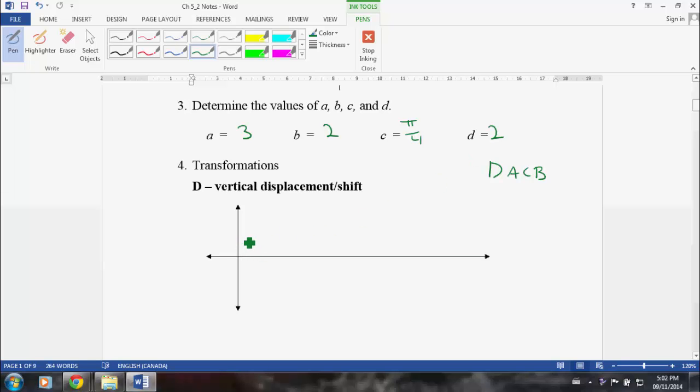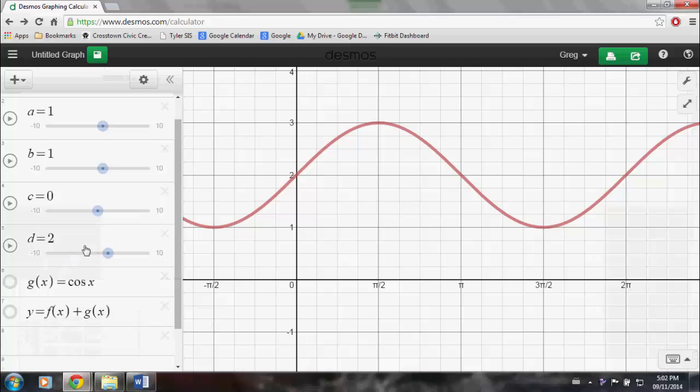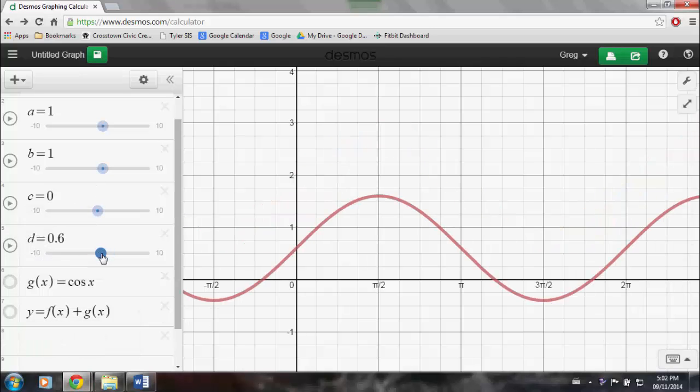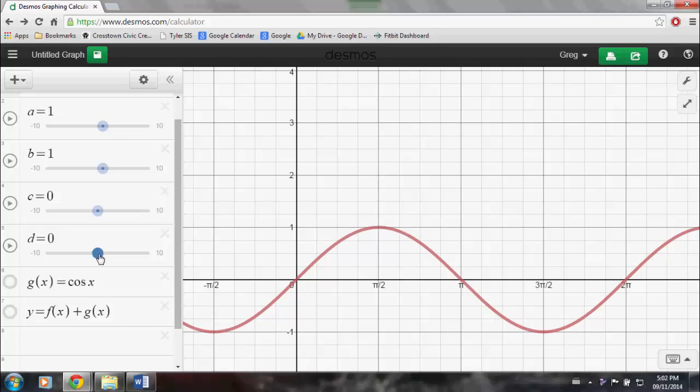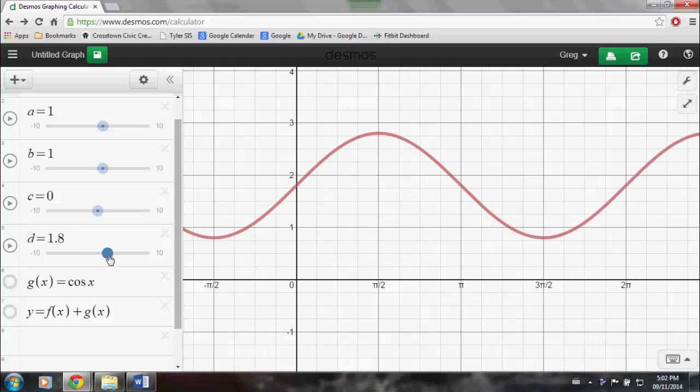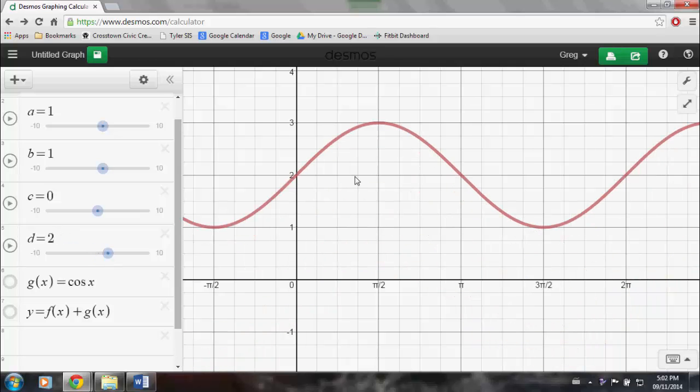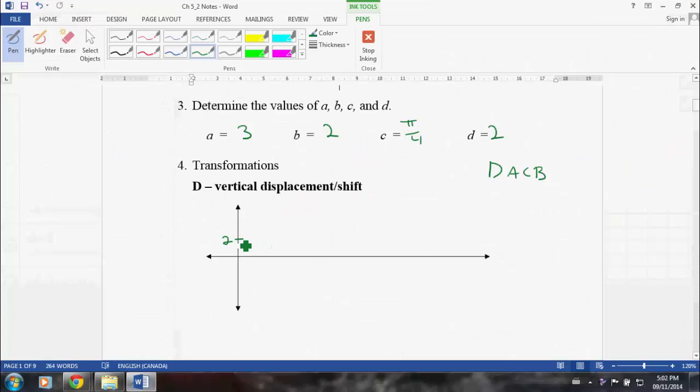So I'm going to put a 2 here, and my normal sine starts at, if I just go back over here, my normal sine, the D value is 0. And I have this horizontal central axis at y equals 0. But you'll see if I put this up to 2, then this axis is along 2. So back in my Word document, when I put this D value at 2, I'm going to think, okay, this is my horizontal central axis.